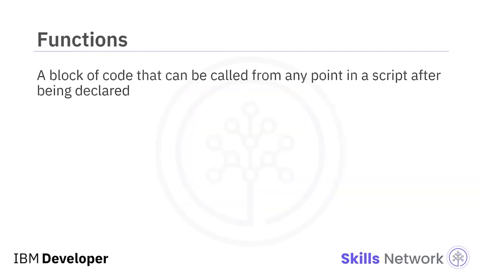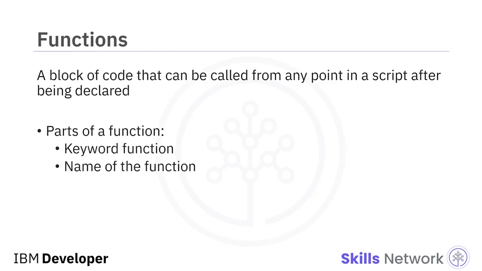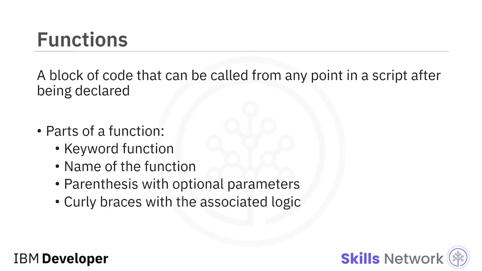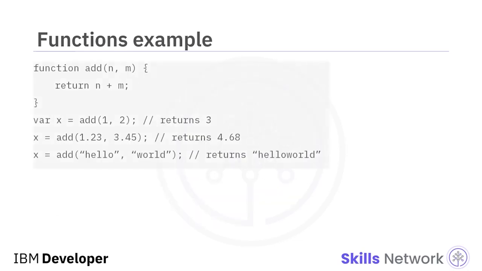A function is a block of code which can be called from any point in a script after being declared. A function is made up of the following parts: the keyword function, the name of the function, parentheses with optional parameter arguments, curly braces with the logic. The last statement in a function block is the optional return statement that returns control back to whatever called the function. This example is a function that is named add.